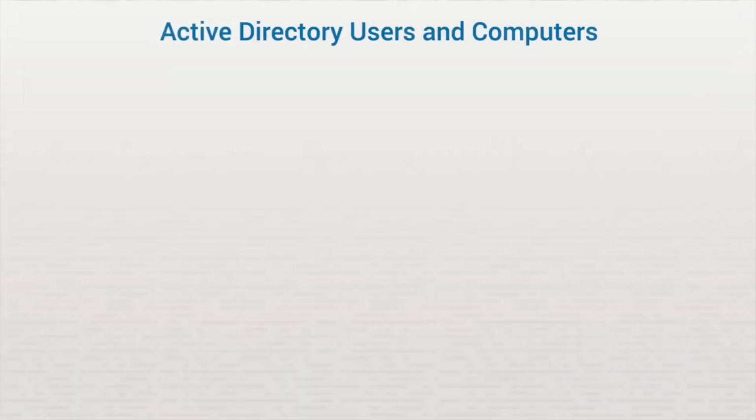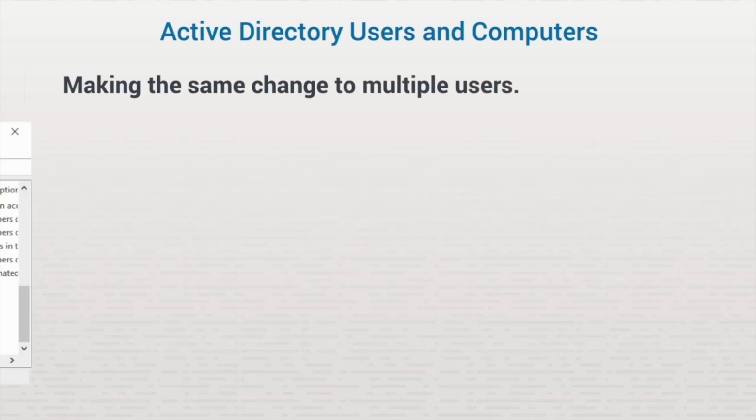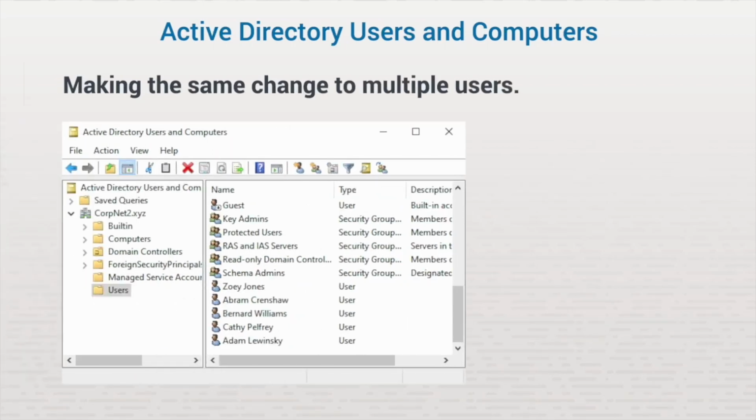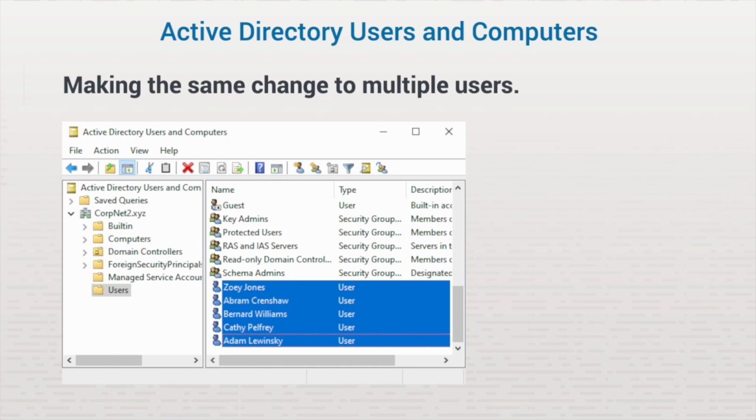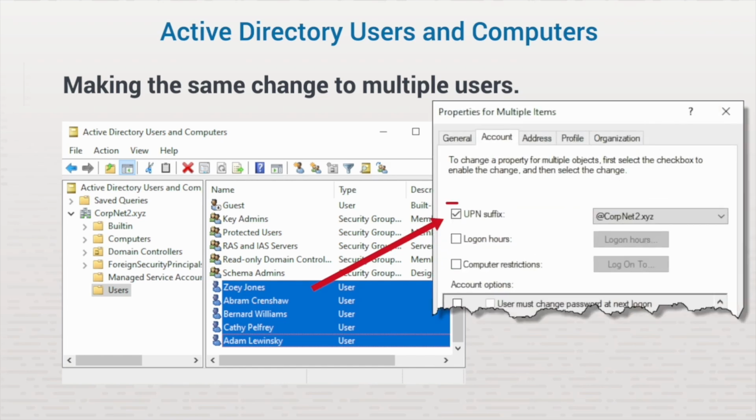If you need to make the same change to multiple users, an easy way is to make the change through Active Directory users and computers. For example, if you need to change the UPN suffix of multiple users, you can highlight the desired users in Active Directory users and computers. Then, after opening the Properties dialog, you can modify their properties simultaneously. Unfortunately, not all the attributes can be modified at the same time in Active Directory users and computers.